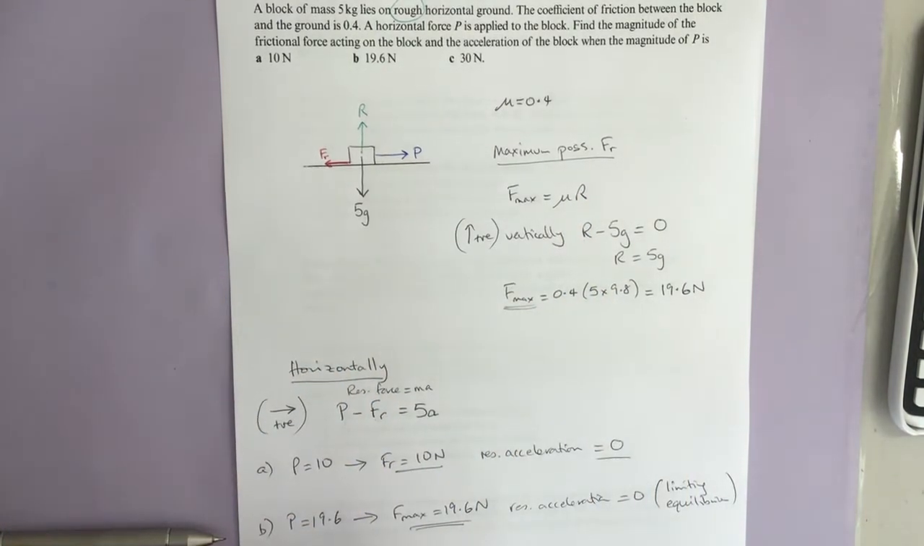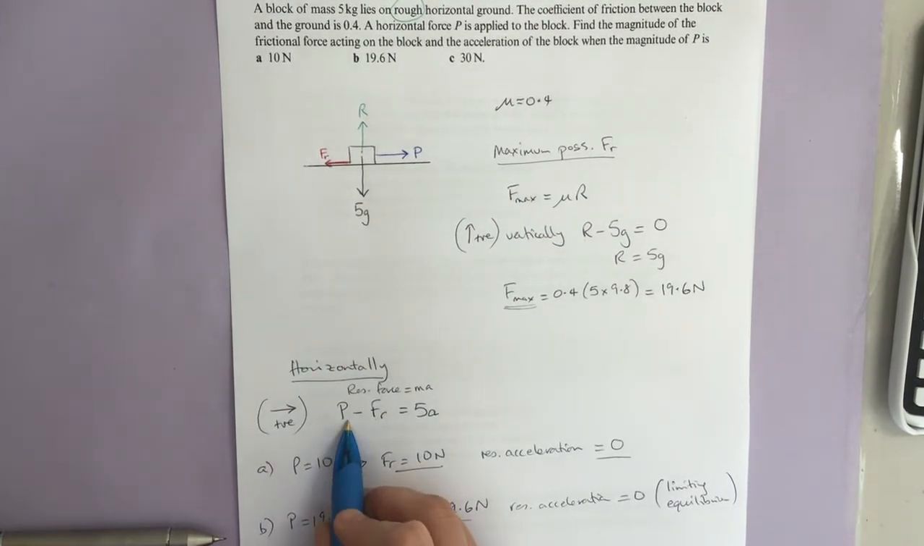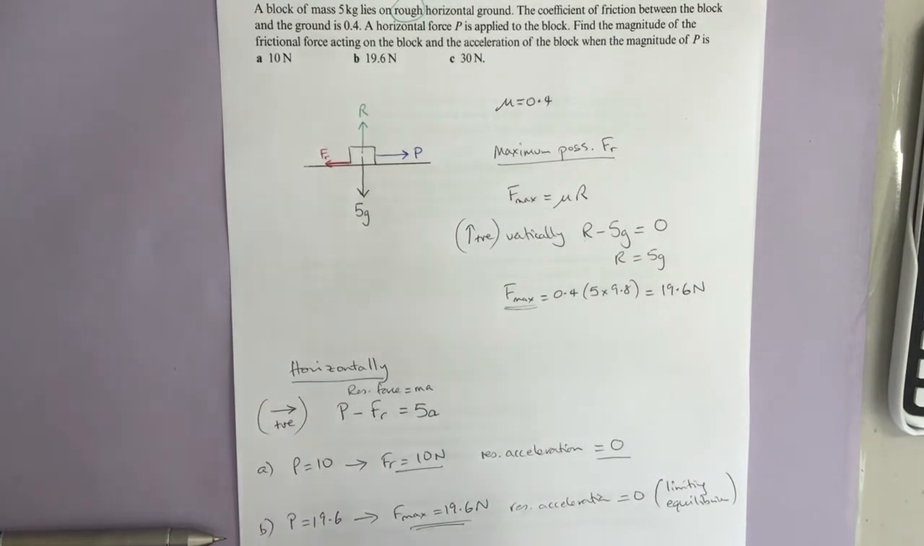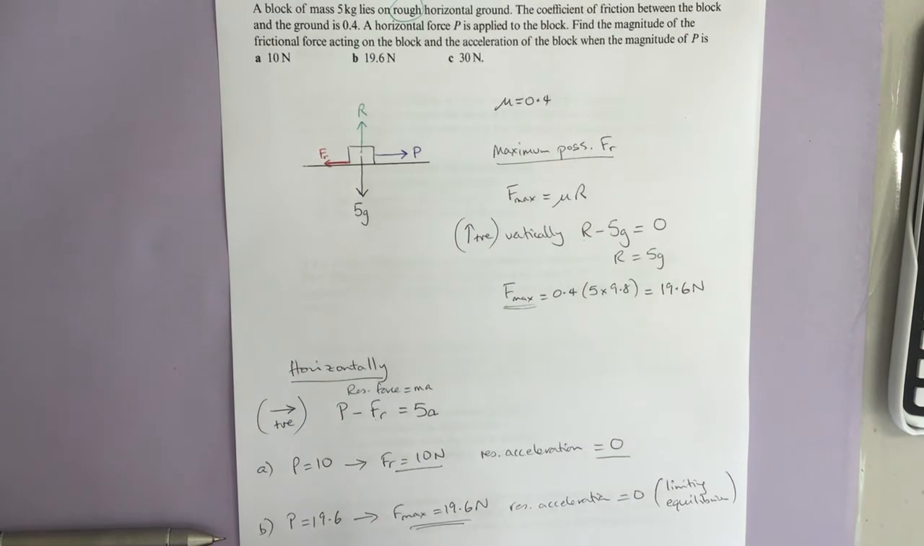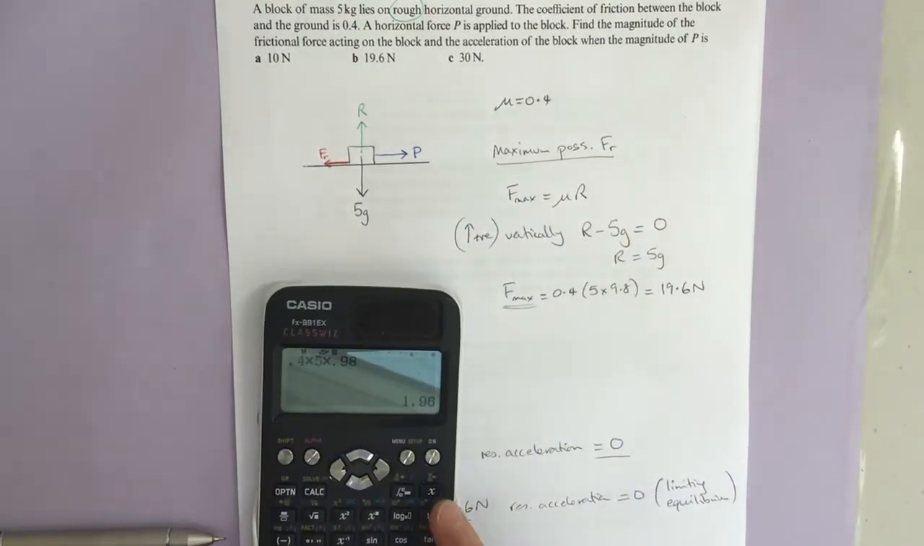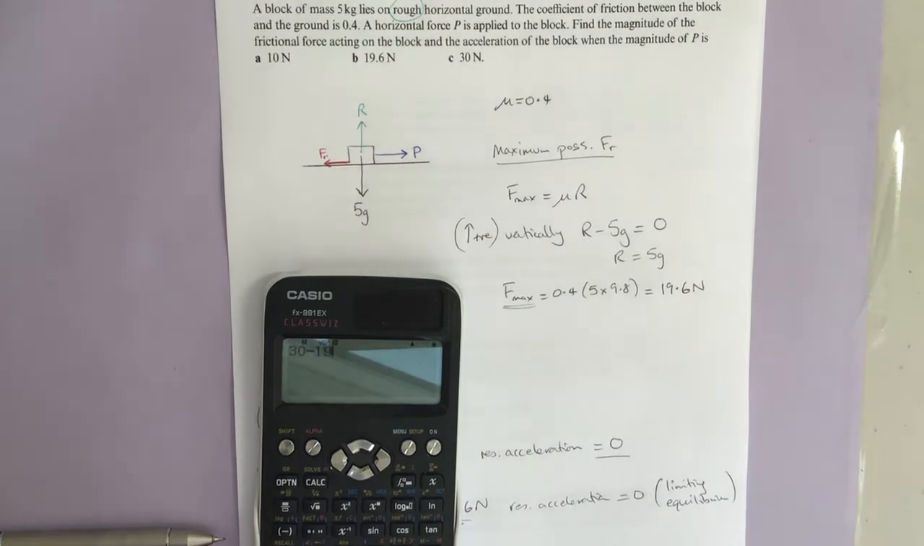Okay. Part C then, we've got P is equal to 30 newtons, and now what's happened? Well, my 30 is definitely bigger than my F max, so there's definitely going to be some movement now. And we just need to be careful, the friction is not going to build up to 30, it can't. We can only get up to my maximum friction. So my maximum friction must have been reached. And now let's have a look at my resultant force. So now 30 minus my 19.6 is going to be equal to 5A. So in this particular situation, let's sort that out on the calculator. So 30 minus 19.6, and then I'm going to divide that by 5. So that's given me 2.08 meters per second squared.